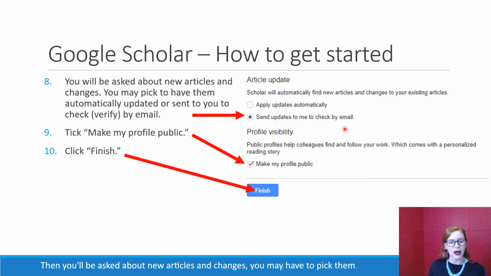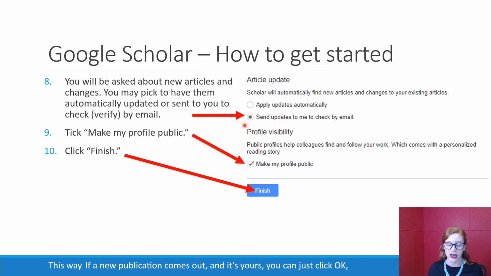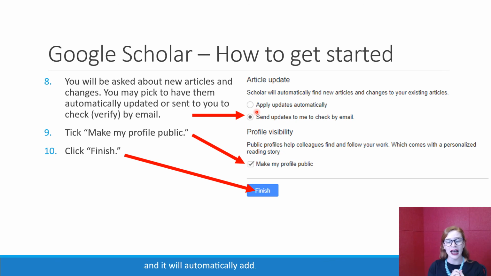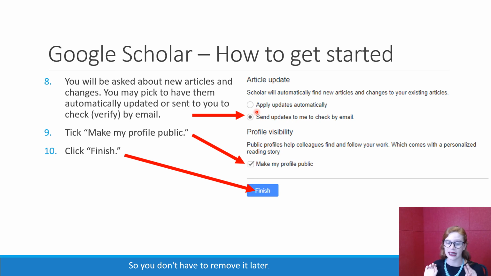Then you'll be asked about new articles and changes. You may have to pick them. You can choose to have them update automatically or send updates to me to check by email. I suggest you do this. Google is very smart, but it is a machine and it does make mistakes. This way, if a new publication comes out and it's yours, you can just click OK and it will automatically add. But if Google finds something that it thinks is yours and it isn't, it won't be on your profile, so you don't have to remove it later.